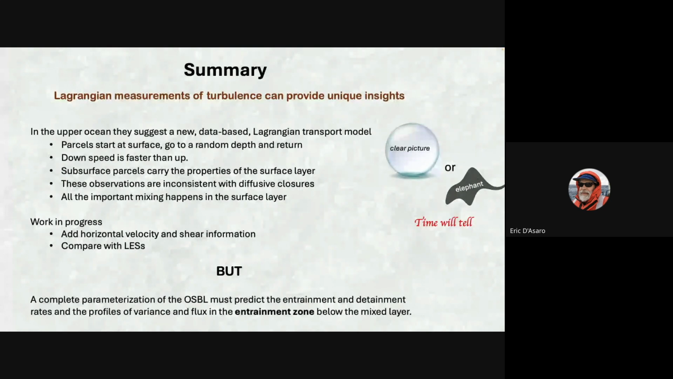I hope I've convinced you that Lagrangian measures of turbulence can give some unique insights, and in a numerical model it's not really very difficult to do, but it doesn't seem to be a very standard thing to do. So I'm on my soapbox. For the upper ocean, they suggest a new way of thinking about the way the transport works. Parcels start at the surface, they go to a random depth, they return, they go down faster than up. Subsurface parcels carry the properties of the surface layer. These observations are inconsistent with diffusive closures, and all the important mixing happens in the surface layer.